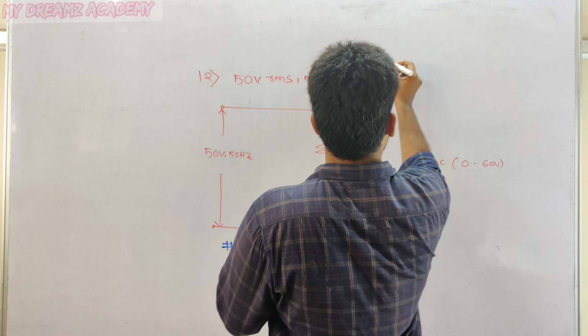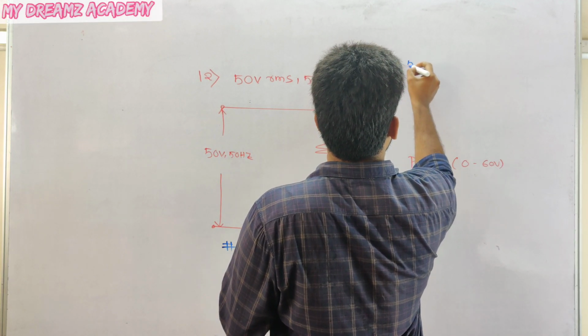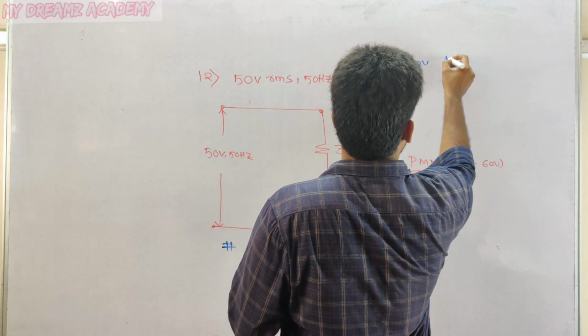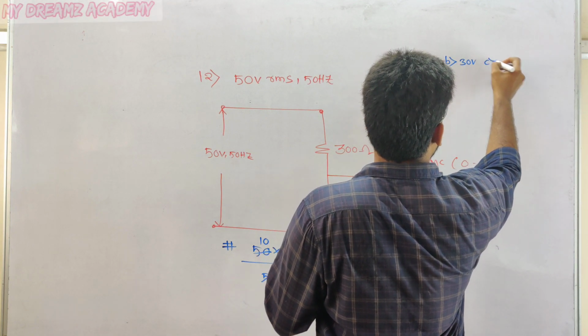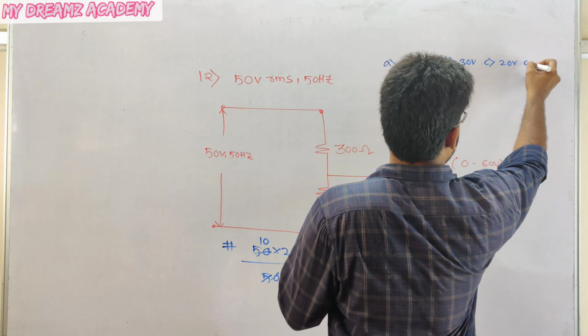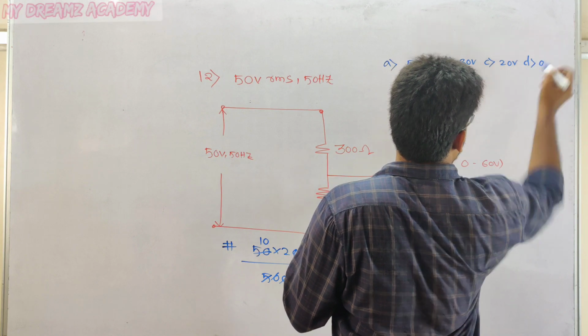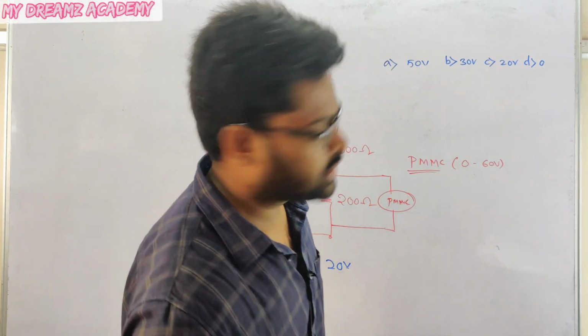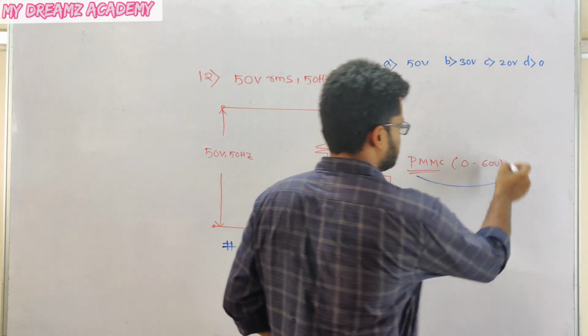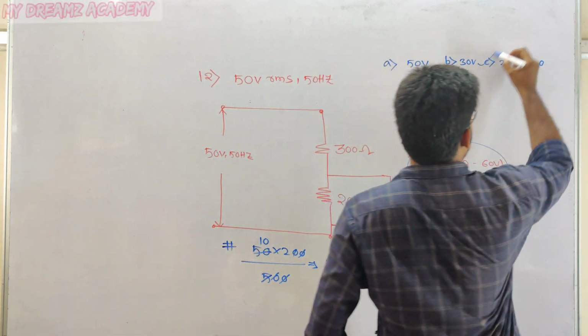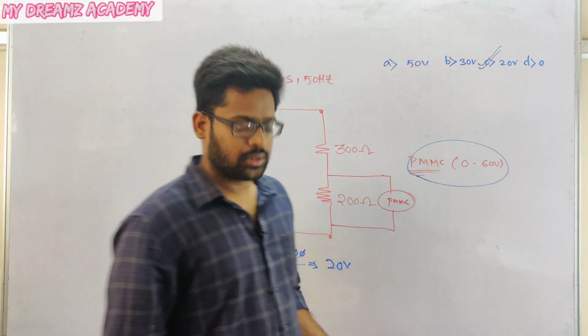I'm going to write the options here. Option A is 50 volts. Option B is 30 volts. Option C is 20 volts. Option D is 0. Okay, these are the options. If I don't know anything about PMMC, definitely my answer will be 20 volts. But this is wrong.